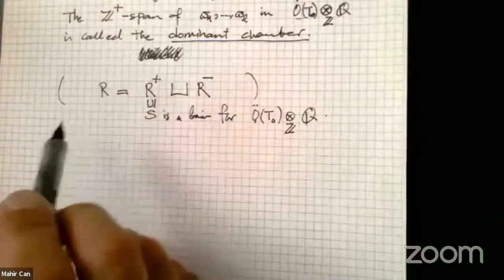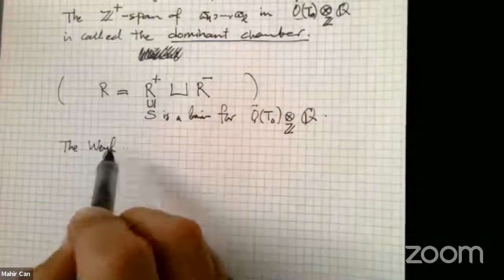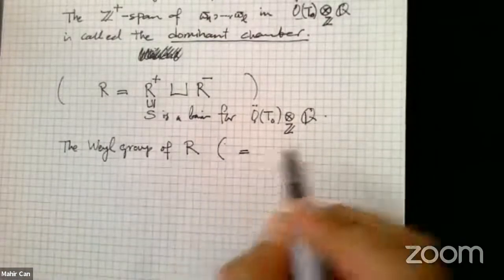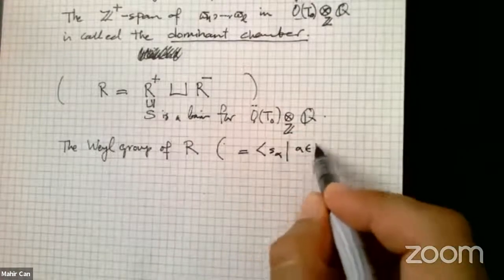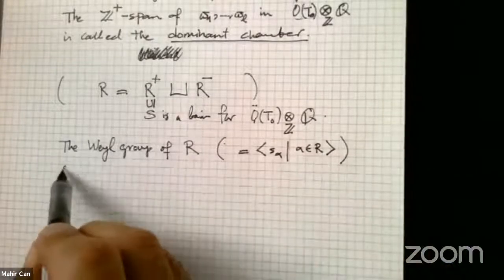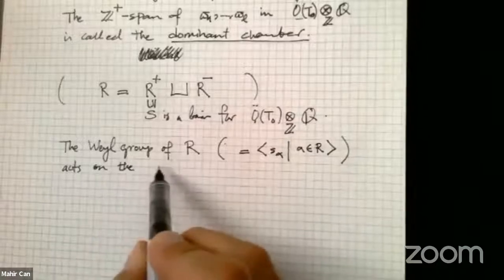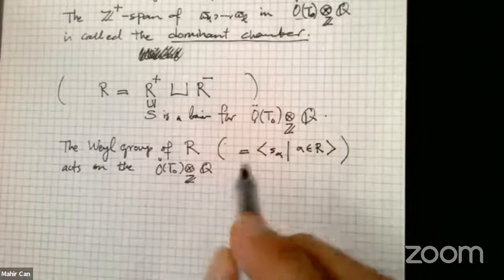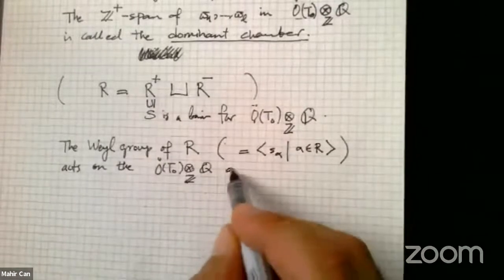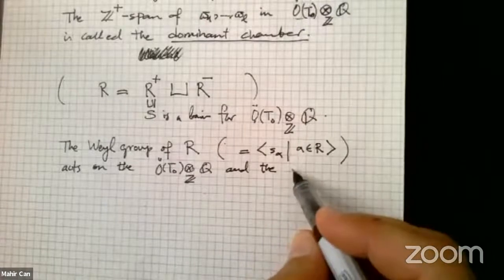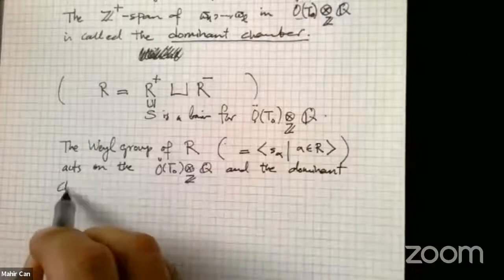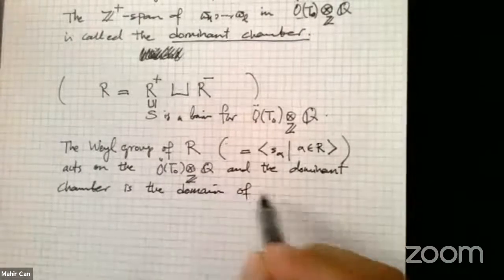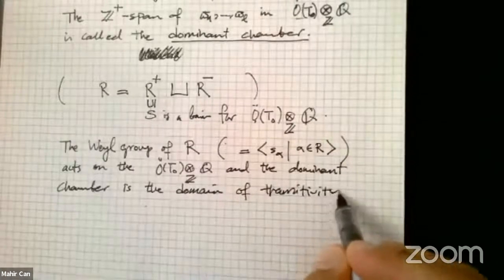So let me write this down. The Weyl group of R, of this root system, remember this means the group generated by those reflections that I introduced last lecture, acts on the Euclidean vector space T0 tensor Q, and the fundamental or dominant chamber is the domain of transitivity for this action.